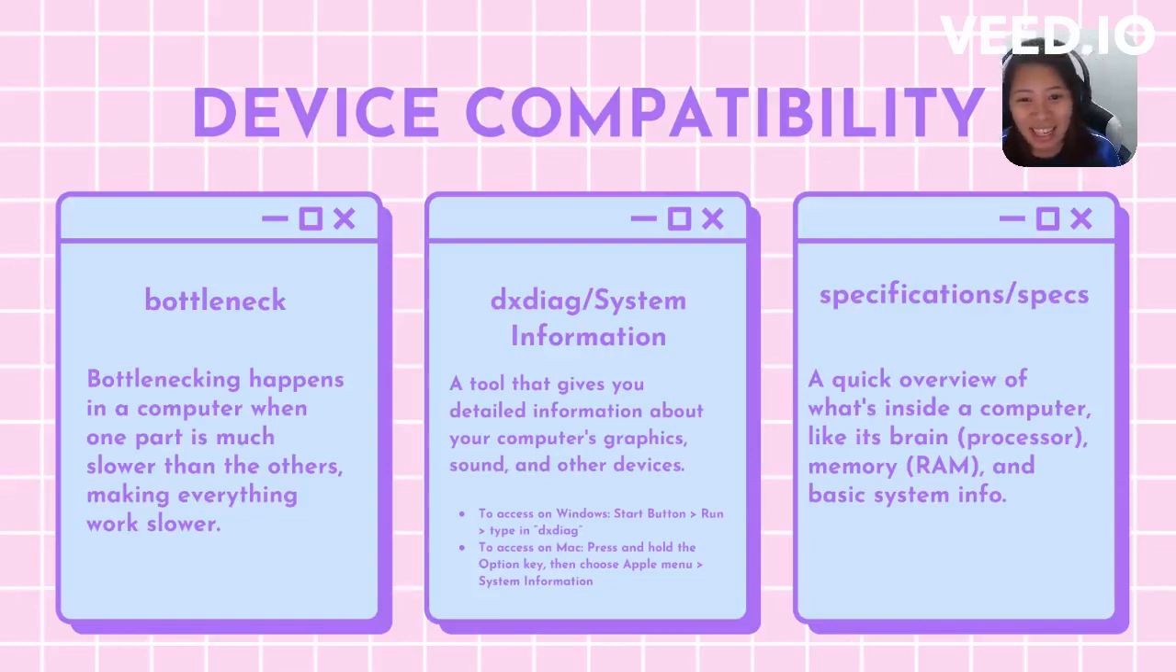Bottlenecking, DXDiag, and system information are terms related to specifications or specs. This is what you see, or the overview of your computer parts. You can see these in DXDiag if you use Windows, or system information if you use Mac.